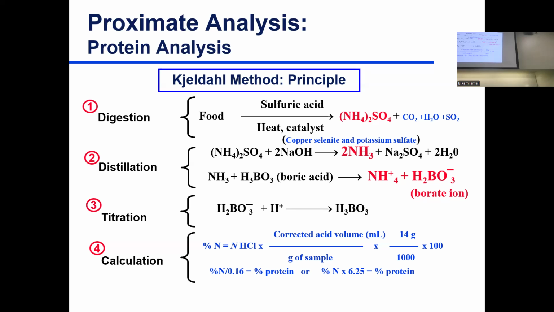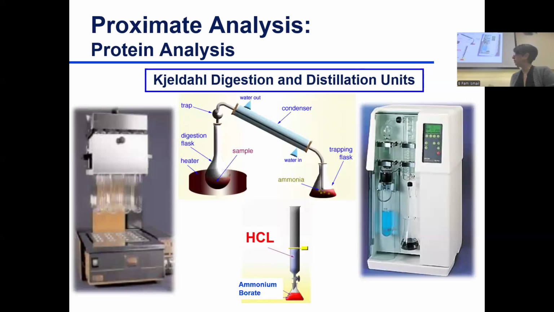What I want you to remember: there's digestion with strong acid. There's distillation with NaOH to capture the ammonia. And then the ammonia is captured by boric acid and then titrated by HCl. So the N is followed. And using the equilibrium equation, we can calculate percent nitrogen. I'll walk you through that equation in a little bit. So this is what we have in the lab.